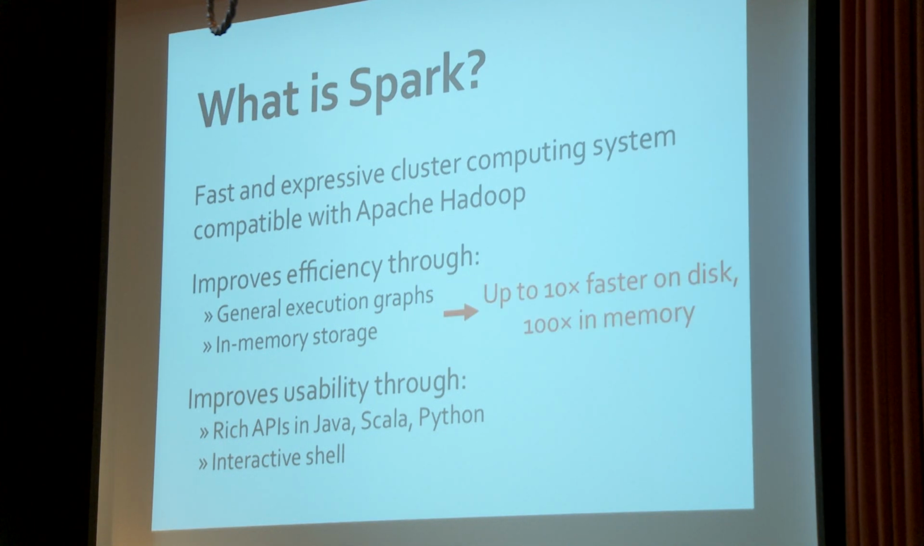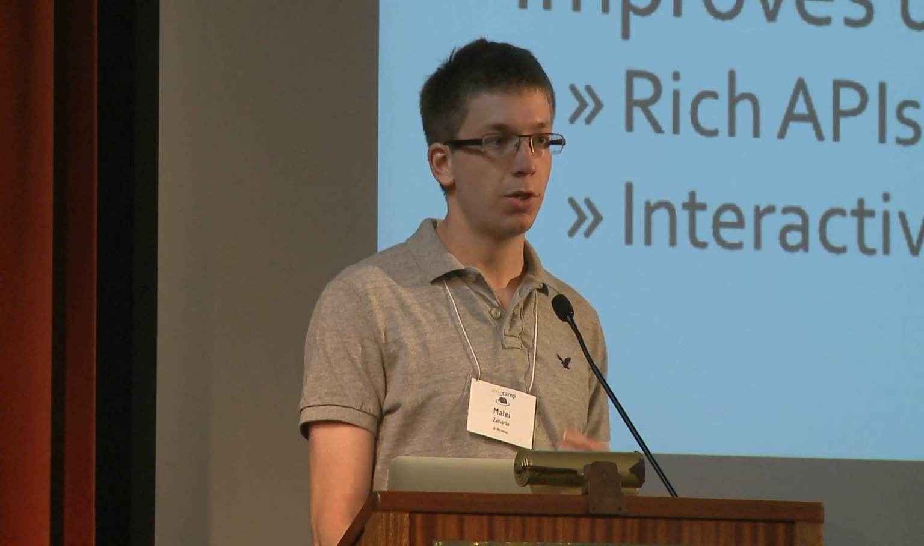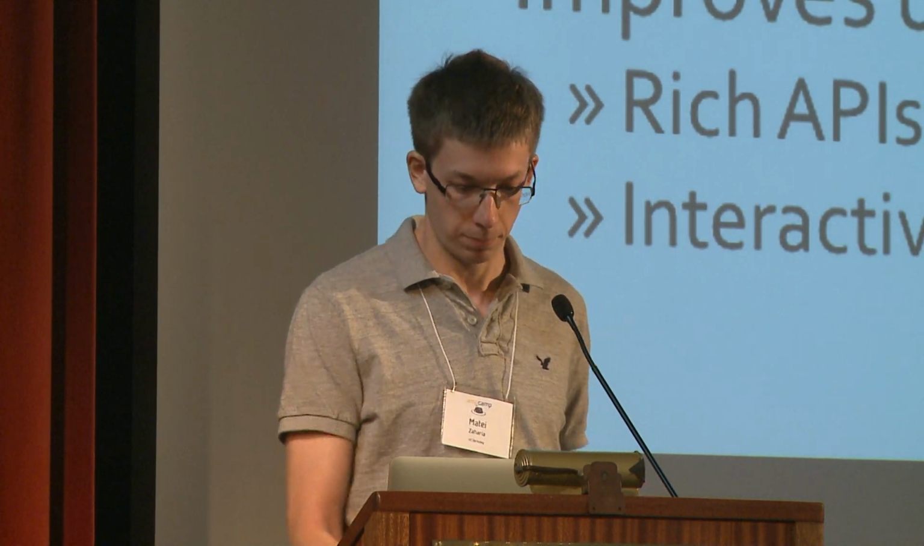So for the performance, depending on the application, we've seen Spark run up to 10 times faster than Hadoop MapReduce for on-disk data, and up to 100 times faster for in-memory data. It depends, of course, on the characteristics of your job. And in terms of usability, we've often seen users writing 2 to 5 times less code.